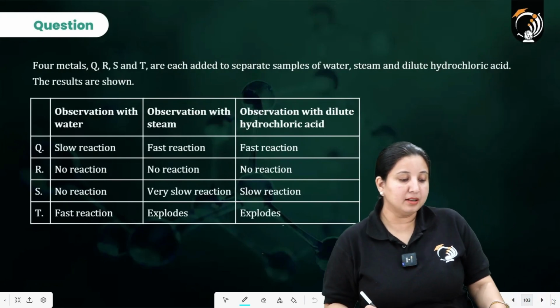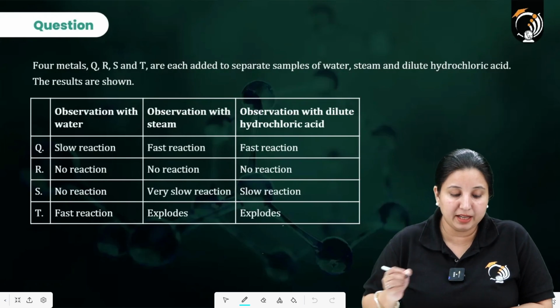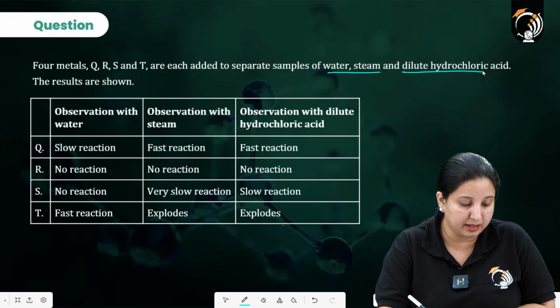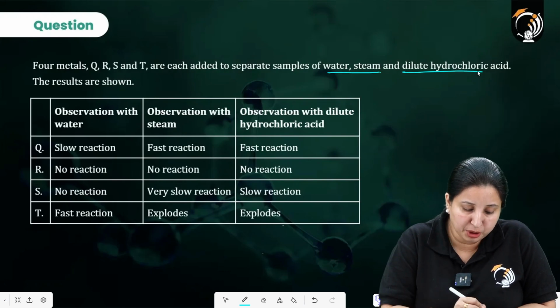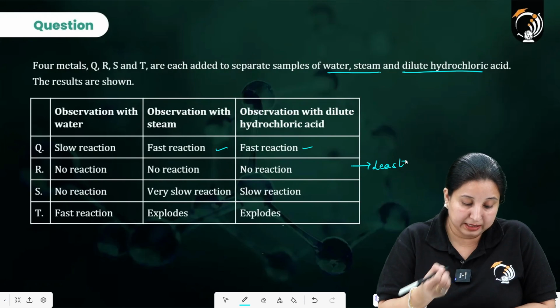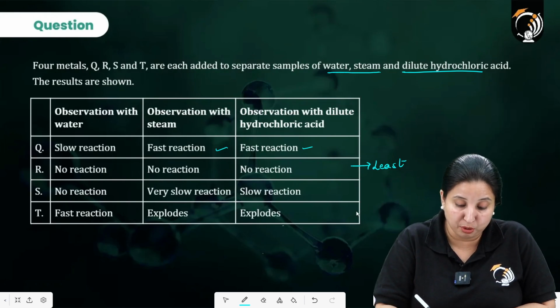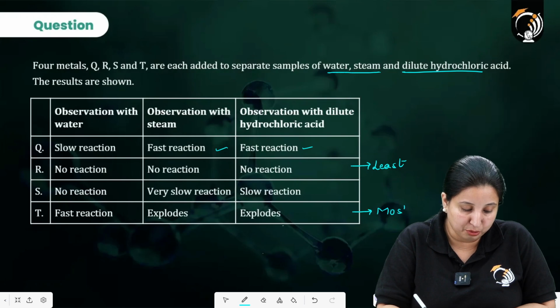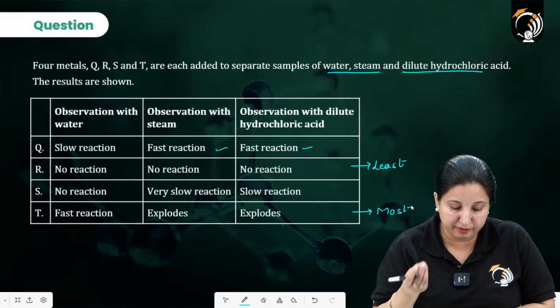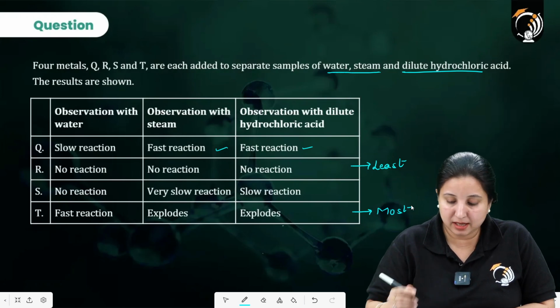Next, four metals Q, R, S and T are each added to separate samples of water, steam and dilute HCl. The results: Q, slow reaction with water, then with steam fast reaction, and with acid fast reaction. R has no reaction, so it is going to be the least reactive, and T is a fast reaction and explodes, so it is going to be the most. And in the case of S, it is showing no reaction, very slow and slow. So it means the order should be T, Q, S, R.